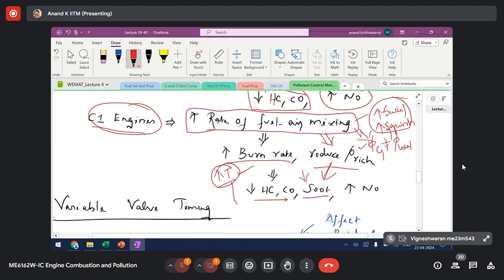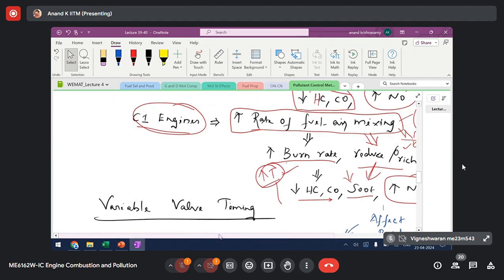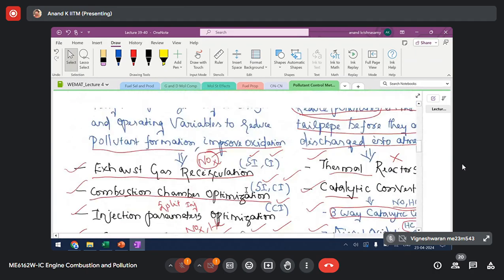HC, CO, soot, all three pollutants will reduce, but NO will increase because of higher temperature. That should be taken care of by some other method. So this is the effect of combustion chamber optimization in SI and CI engines.